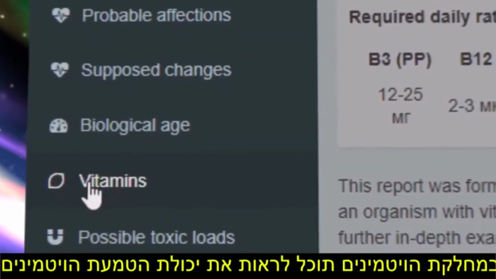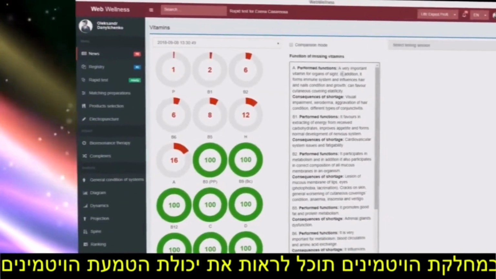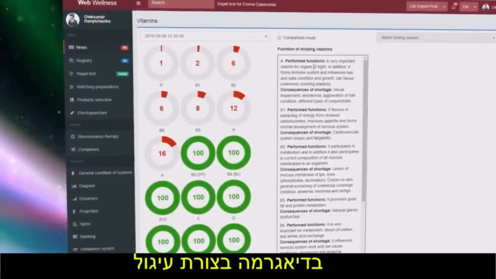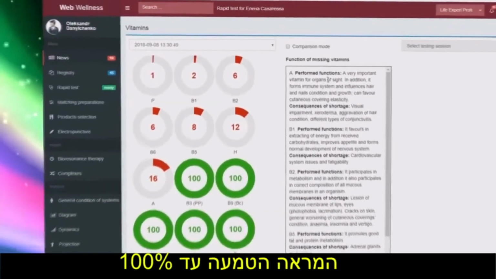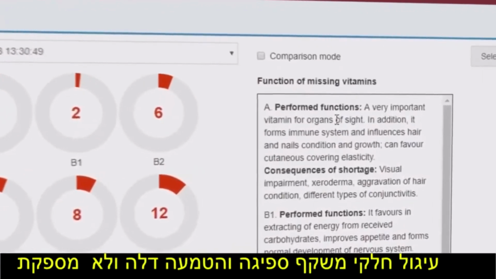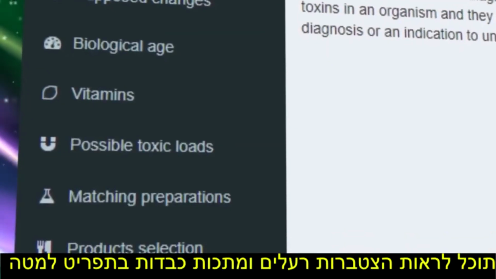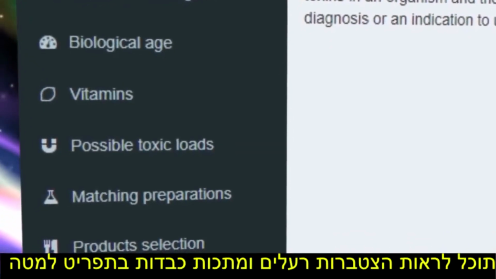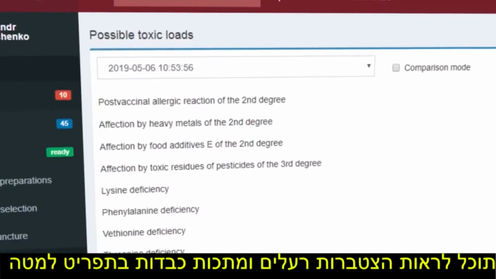The vitamins section reflects the likelihood of the body assimilating these vitamins in the form of circular diagrams. Filling 100% suggests that this vitamin is well assimilated. Partial filling indicates poor assimilation. You can see a list of substances of probable toxic load, including heavy metals, below in the menu.